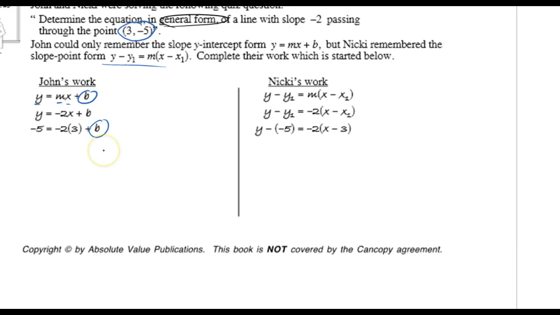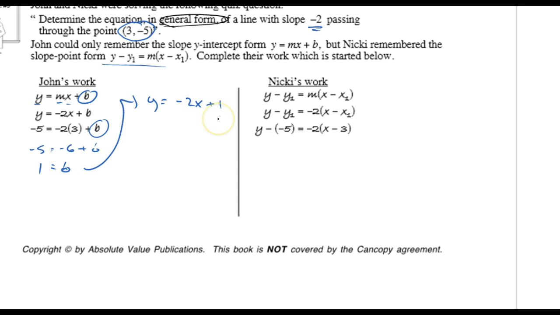So let's finish John's work here. Let's solve for b. So -5 equals -6 plus b. b equals 1. And now once I get b, I have to go back into the original equation, y equals mx plus b. And the m again is the same, -2. There's the m, x, and then plus 1.